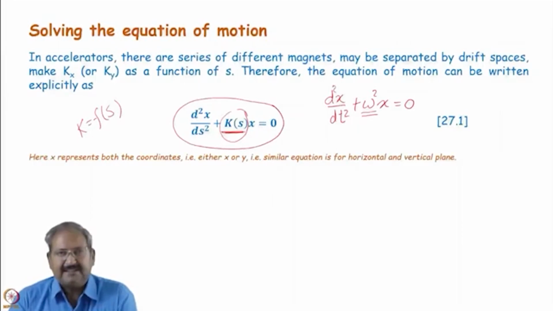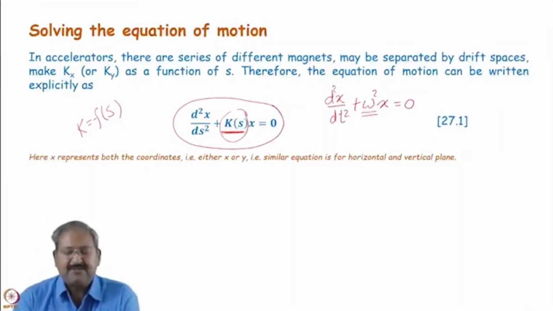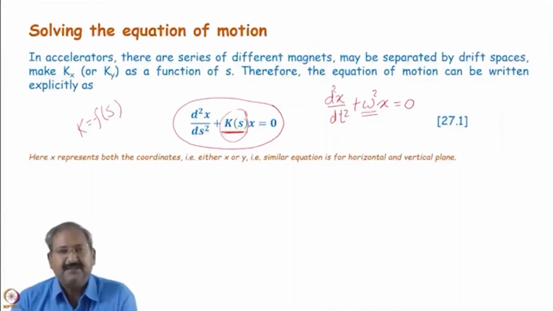In this class, we will see that we can break K, or K as a function of s, into pieces, where we can make this K independent of s, and then we can solve the equation. How can we do this? We see now.